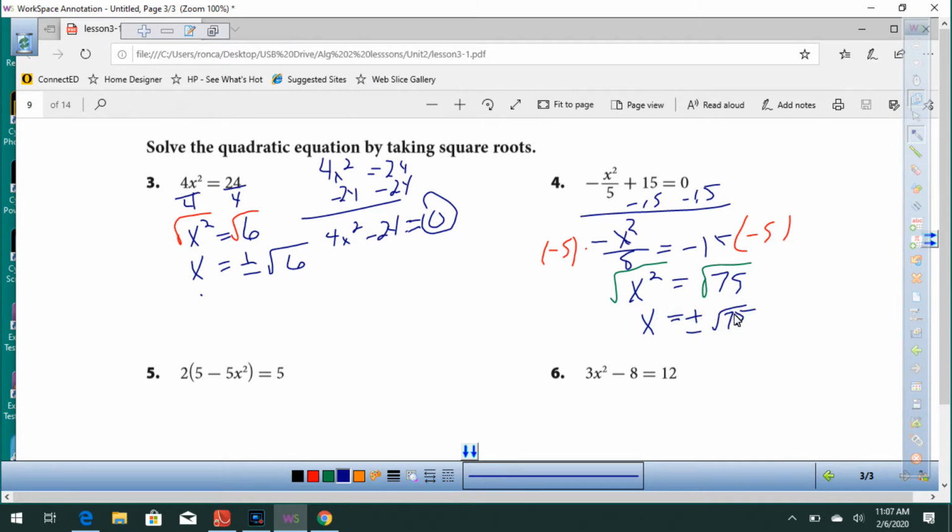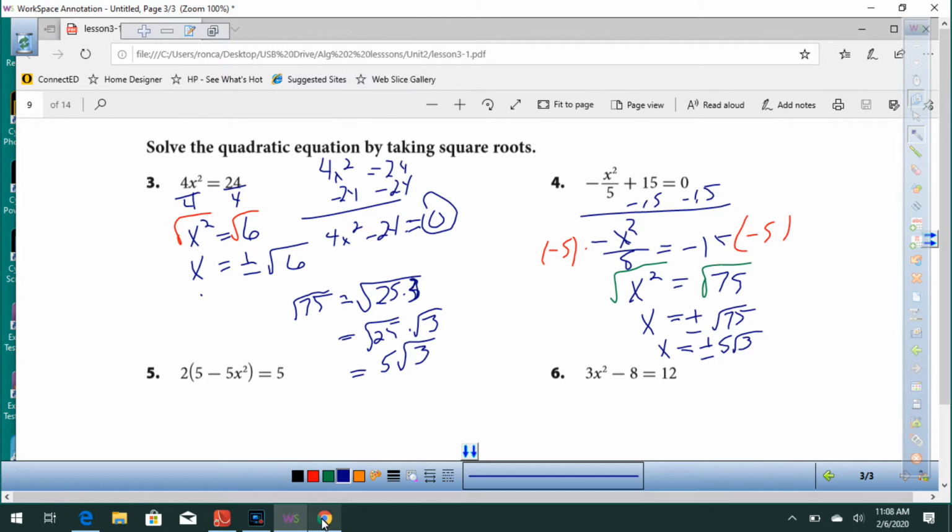Now, 75 has a perfect square in it. I'll show you. The square root of 75 equals the square root of 25 times 3. And 25 is a perfect square. So we got the square root of 25 times the square root of 3. And that's going to equal 5 times the square root of 3. So x equals plus or minus 5 times the square root of 3.